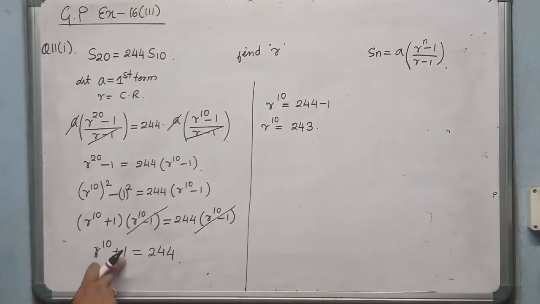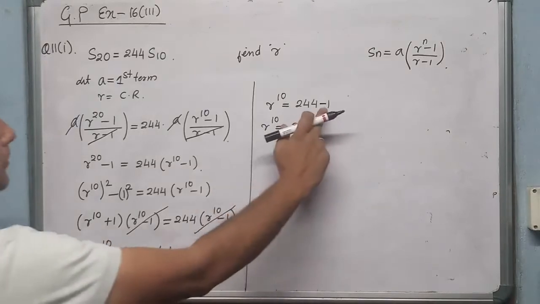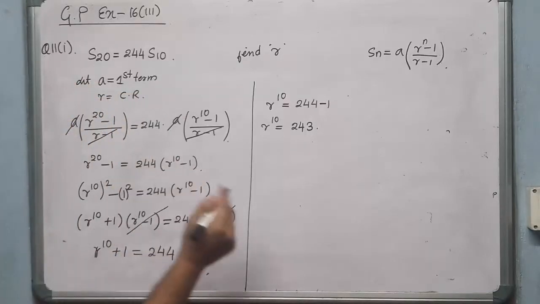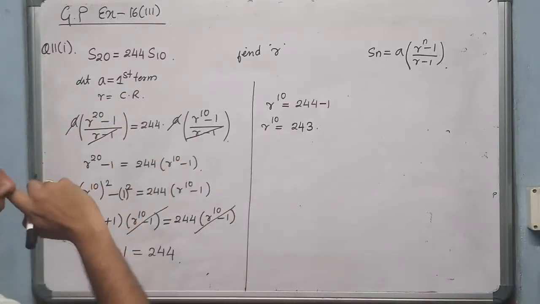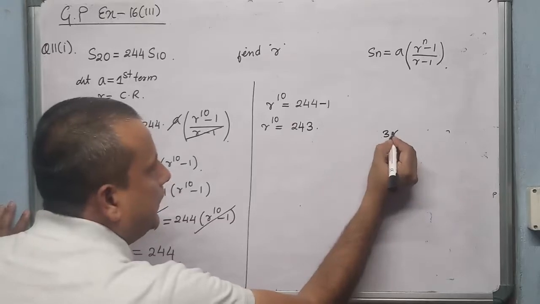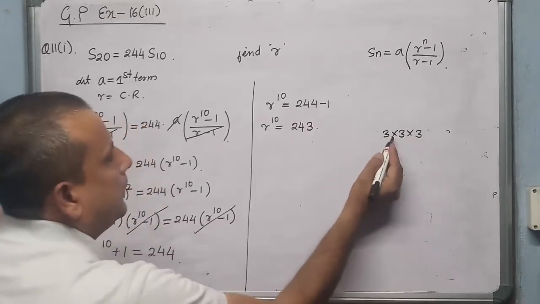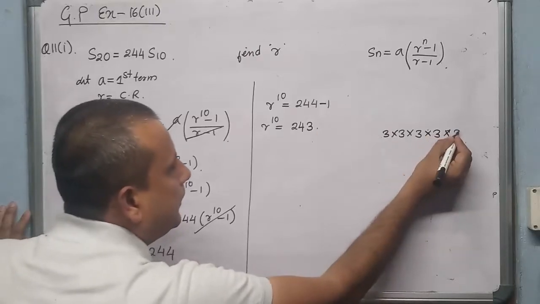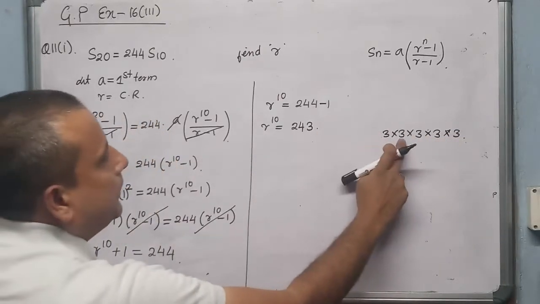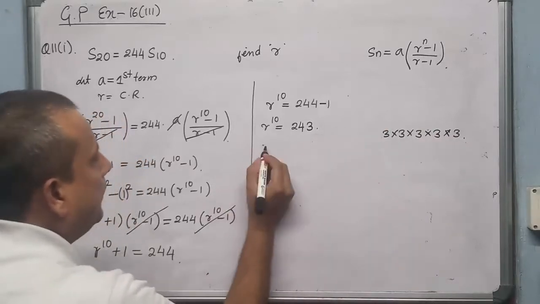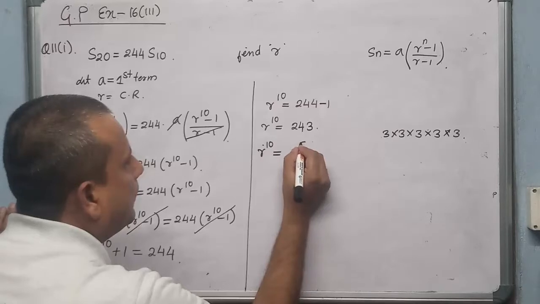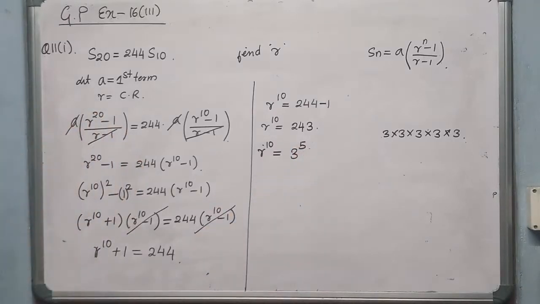If I bring this 1 from the right hand side to the left hand side, it should be minus. 244 minus 1 is 243. Now, which number to the power 10 is 243? Now say, 3 into 3 is 9, 9 into 3 is 27, 27 into 3 is 81, 81 into 3 is 243, so 3 to the power 5. R^10 = 3^5.